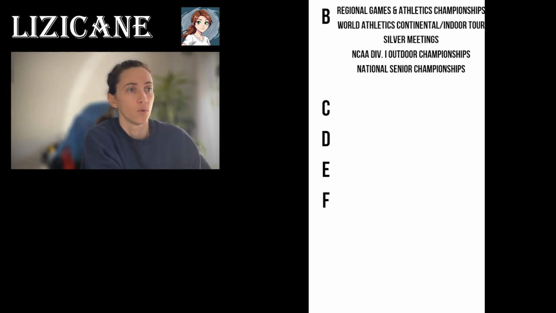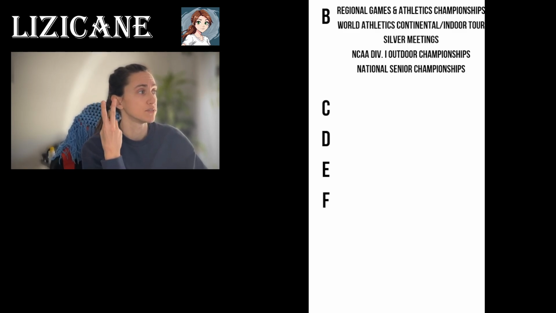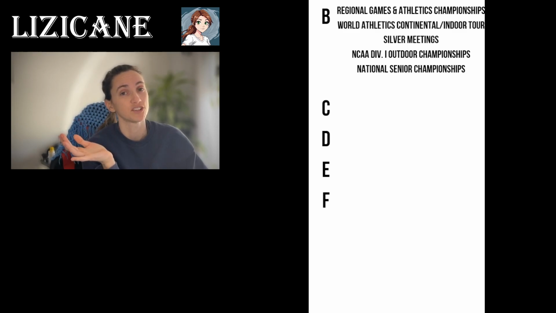So moving on to B, we've got Regional Games and Athletics Championships, World Athletics Continental Indoor Tour Silver meets. Oh, we've got the NCAA Division I Outdoor Championships. We also have the National Senior Championships. And I'd like to point out that Division II, Division III, NAIA, whatever, they don't care about you. Your meets are not on this list.